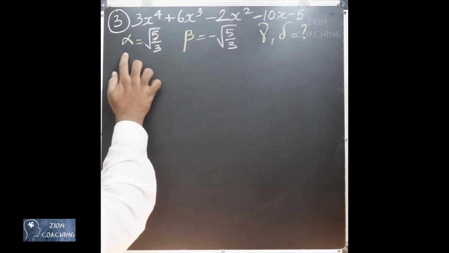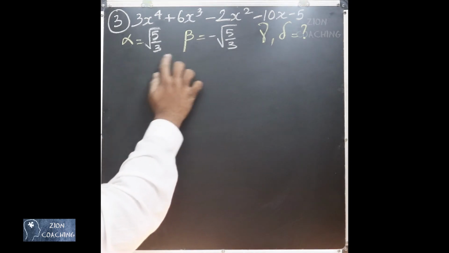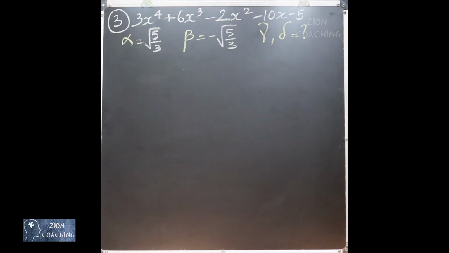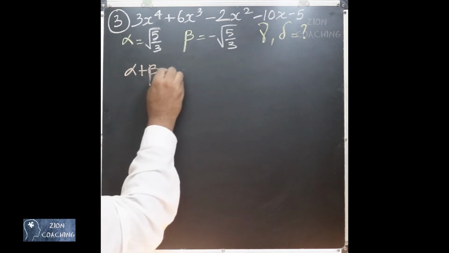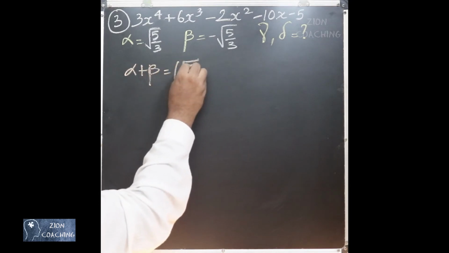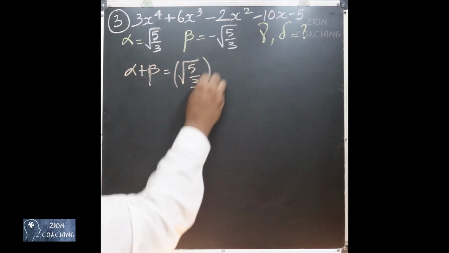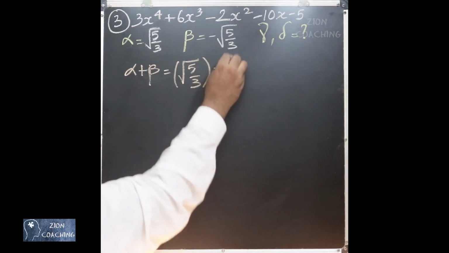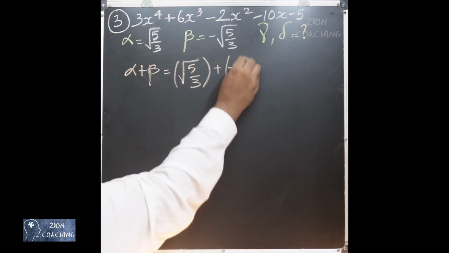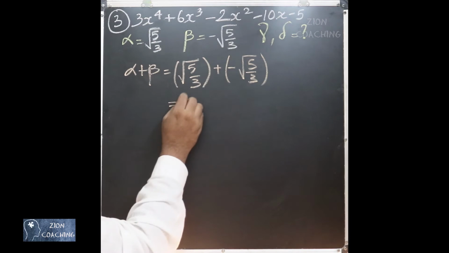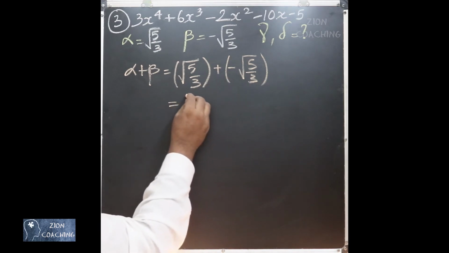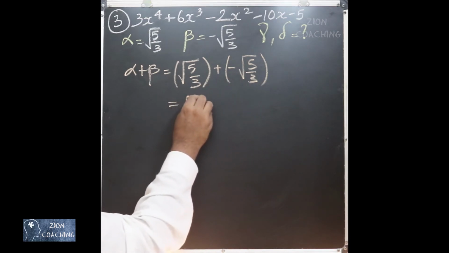First we are going to form a quadratic polynomial using these two. So first we will calculate what is alpha plus beta. Your alpha value is √(5/3), then plus your beta value is −√(5/3). Now √(5/3) minus √(5/3) is 0. So alpha plus beta is 0.